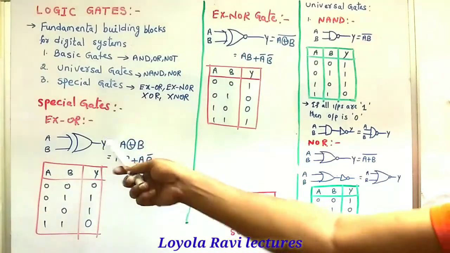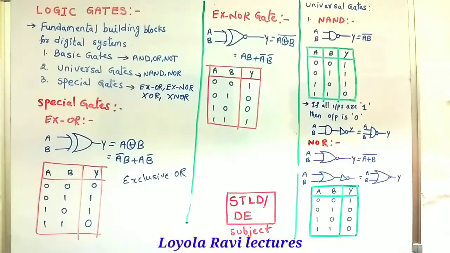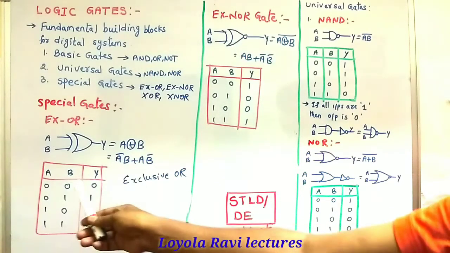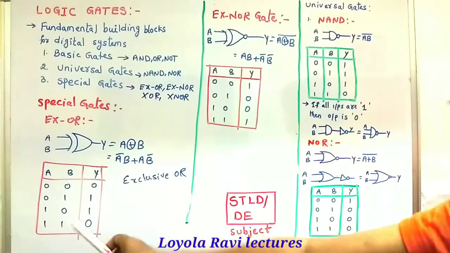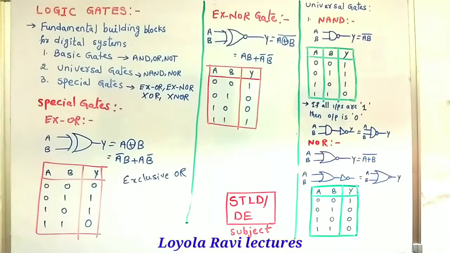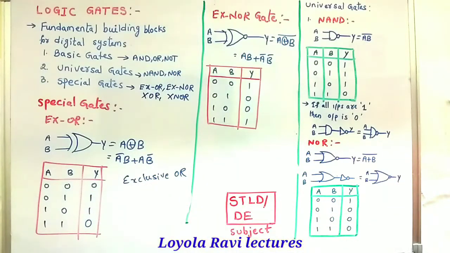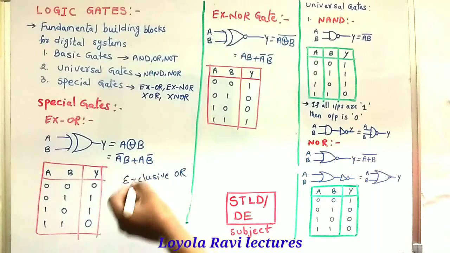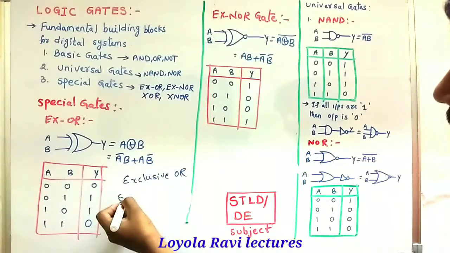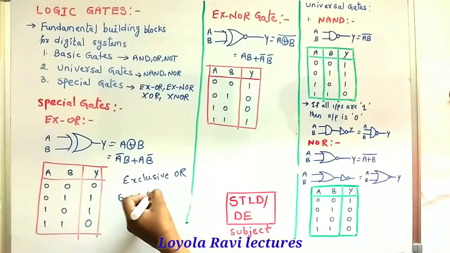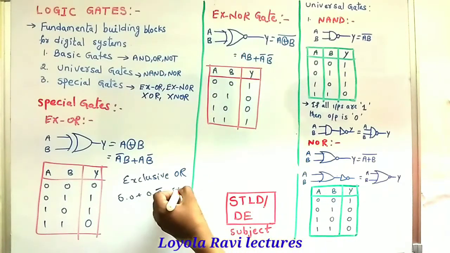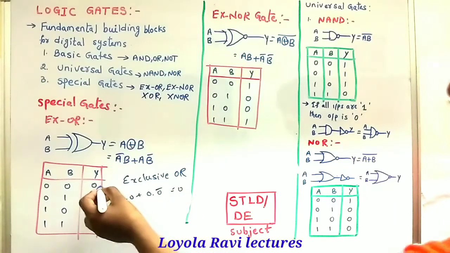XOR operation is Y is equal to A XOR B, that is A bar B plus A B bar. Then A, B and Y: 0 0, 0 1, 1 0, 1 1. Those are the possible combinations of inputs. And check the corresponding output. 0 and 0, I am substituting here in this expression: 0 bar into 0 plus 0 into 0 bar. Here 0 into something is 0, 0 into something is 0. Output is 0. So here output is 0.